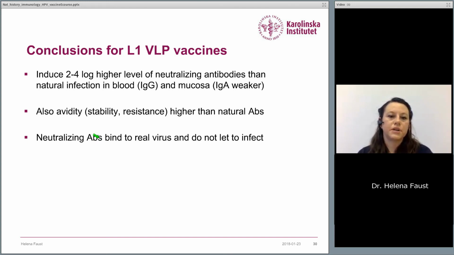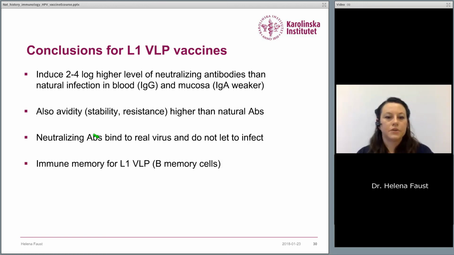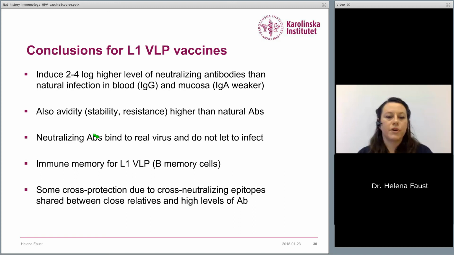Neutralizing antibodies bind to the real virus and neutralize it, meaning they do not let it infect the cell. It's proven that there is immune memory for L1 VLPs, with B memory cells remembering them, and there is also some cross-protection due to cross-neutralizing epitopes shared between close relatives and high levels of antibody. So far, it has been shown that immune memory lasts at least 9 years.